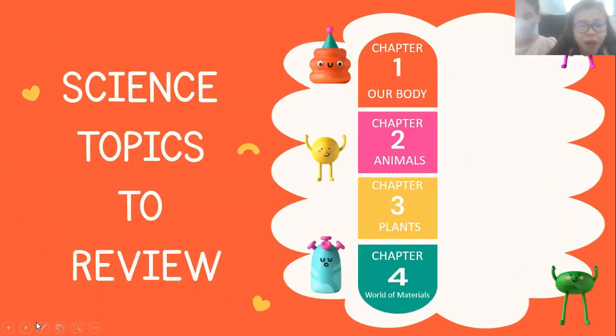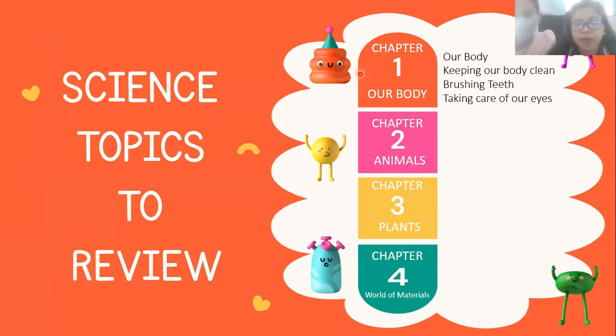Thank you, teacher. Okay, so let's proceed. Here are the following topics that you have to review for science. We finished until chapter 4. We have done with chapter 1, and here are the following subtopics that you need to read: our body, keeping our body clean, brushing teeth, and taking care of our eyes. So you can open your books and look at it there. This one, science book.